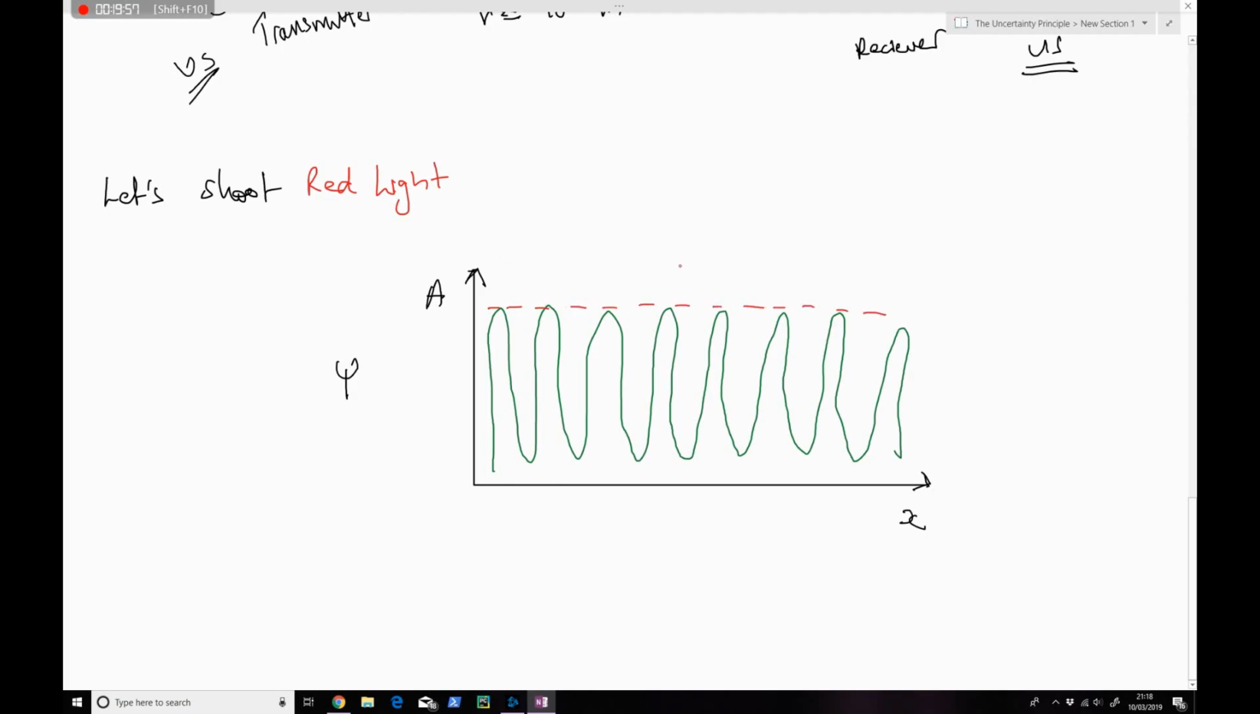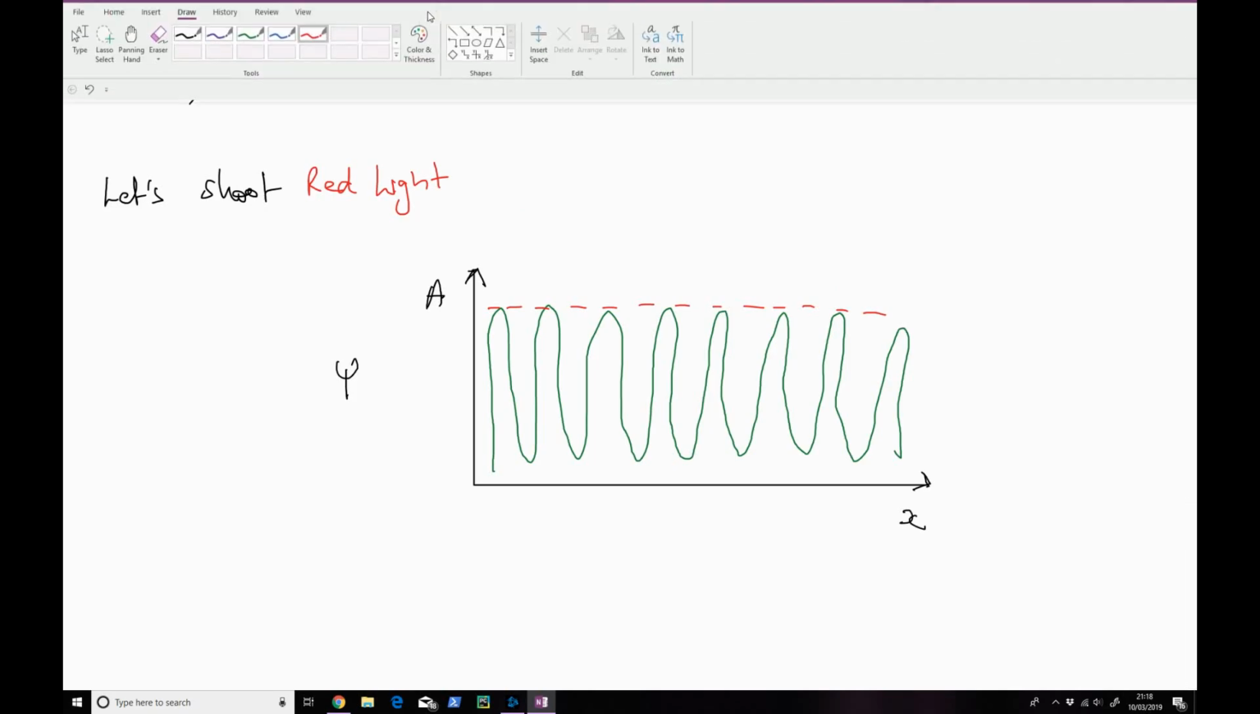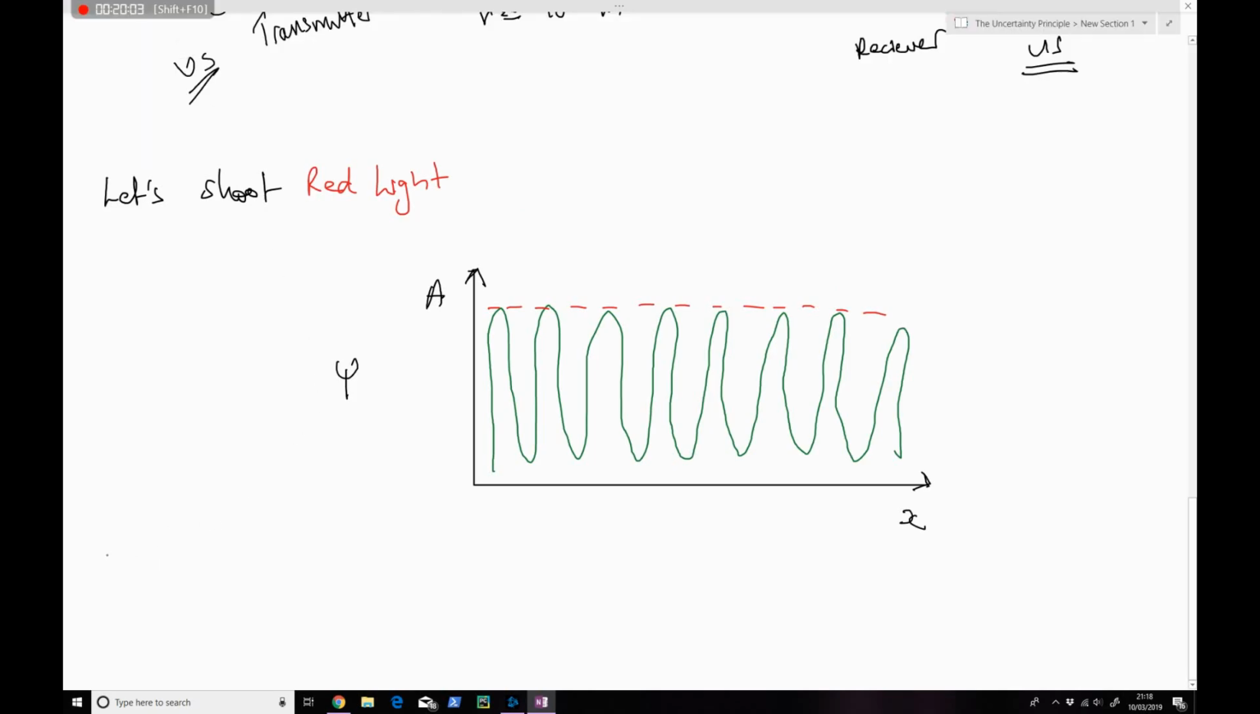Since the amplitude of the wave function is clearly defined, so A is clearly defined, and we know from wave theory that the energy of a wave is proportional to the amplitude squared, it means that it is very, very easy to pinpoint or measure with precision the momentum of the electron, because momentum is directly related to the energy.